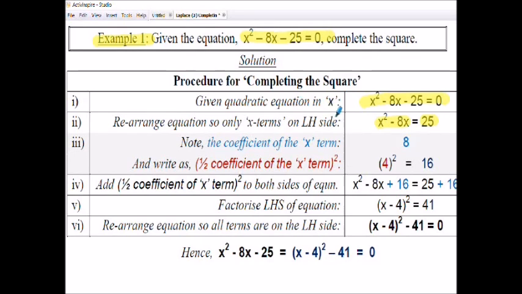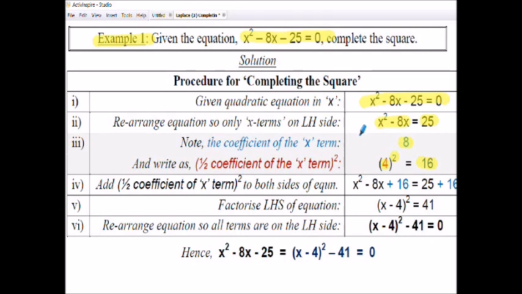In step 3, we're looking for the coefficient of the x term. We're ignoring the sign here. It is actually a minus 8, but we're just considering the magnitude, the 8. We're going to half that value, so half of 8 gives me 4, and we're going to square the 4. So the numerical value there is 16 for half the coefficient of the x term squared.